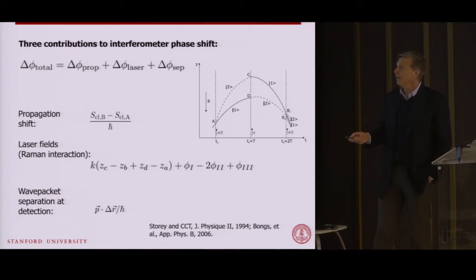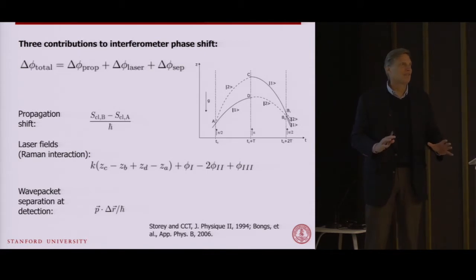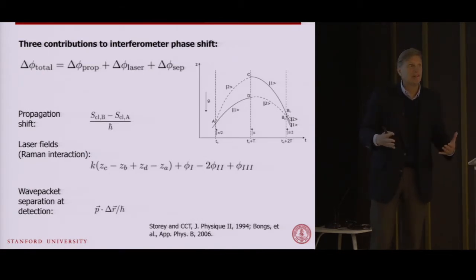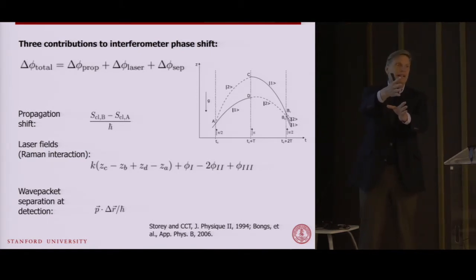There's another shift, known as the wave packet separation shift. You could have an arbitrary potential structure that the wave packets are moving through such that the wave functions of the two interfering paths don't exactly overlap at the output beam splitter. In which case, in a path integral formulation, you need to have some way of comparing the phase of the center of this wave packet to the center of that wave packet, which is what we do with this term here.